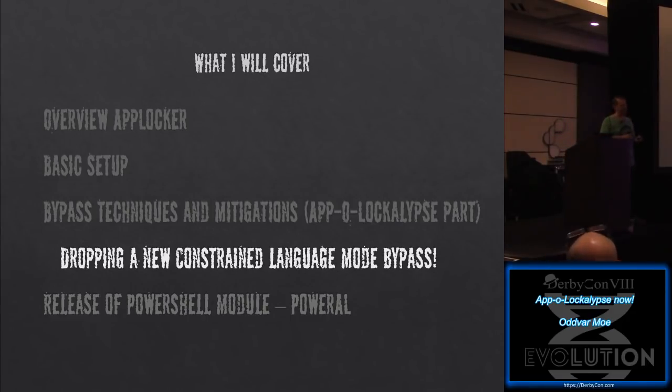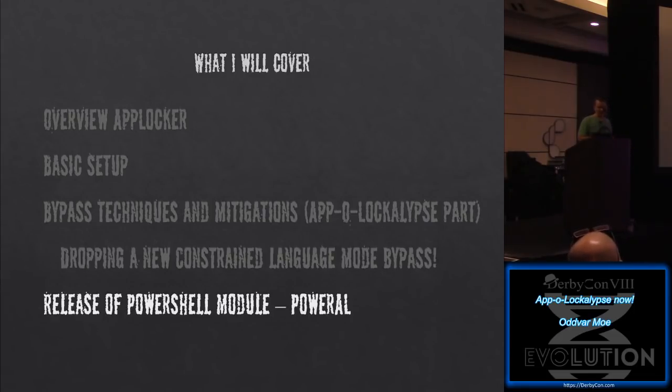So when you enable AppLocker, it will change PowerShell from a full language PowerShell into a constrained language mode PowerShell. So I have a working bypass for that. And I will also be releasing a PowerShell module. It's not 100% done, but it's good enough to release here, I feel. So yeah, good enough for you guys. No, I'm just kidding.